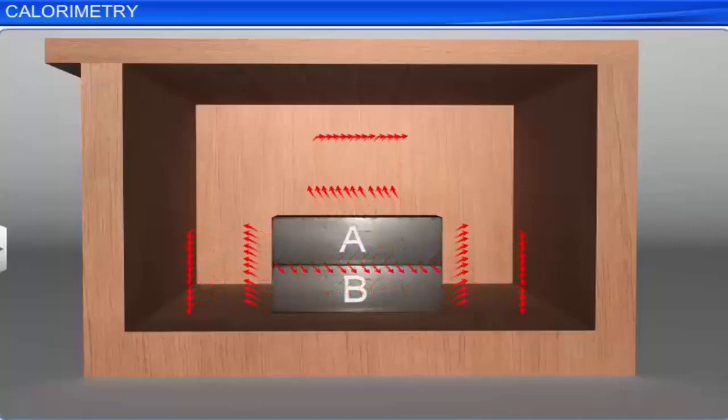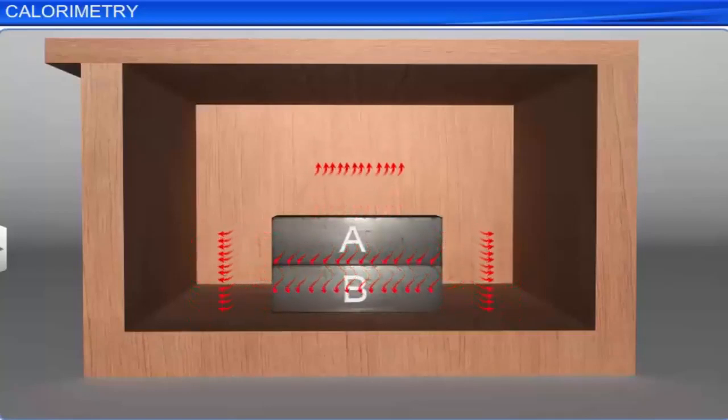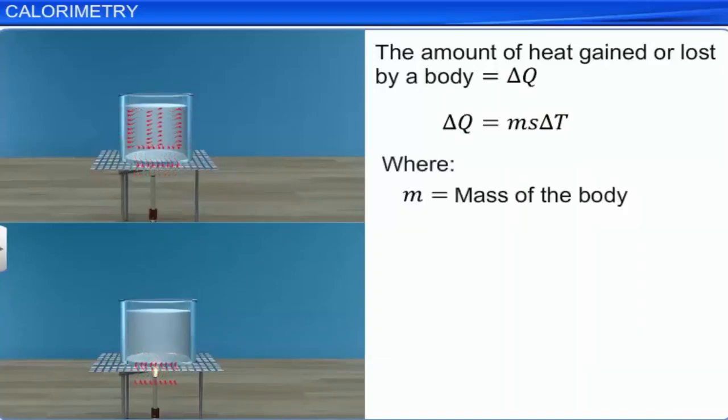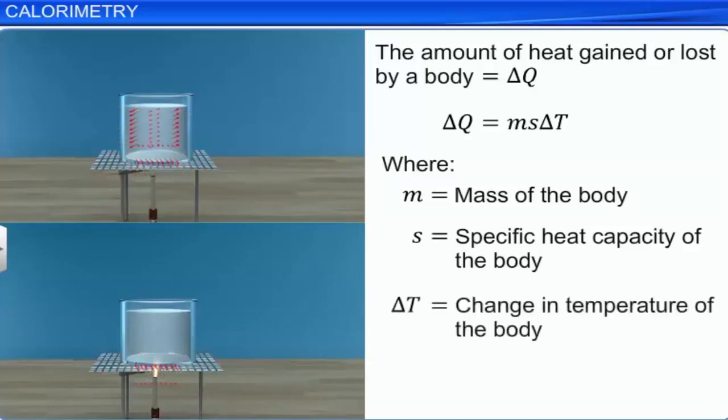This means when 2 or more bodies at different temperatures are brought into thermal contact, and if no heat is allowed to escape to the surroundings, then the total heat lost by the hot bodies must be equal to the total heat gained by the cold bodies. This is called the principle of calorimetry. Calorimetry is the science of measuring heat. Heat gained or lost by a body is expressed by the equation delta Q equals the product of M, S and delta T, where M is the mass of the body, S is the specific heat capacity of the body, and delta T is the change in temperature of the body.